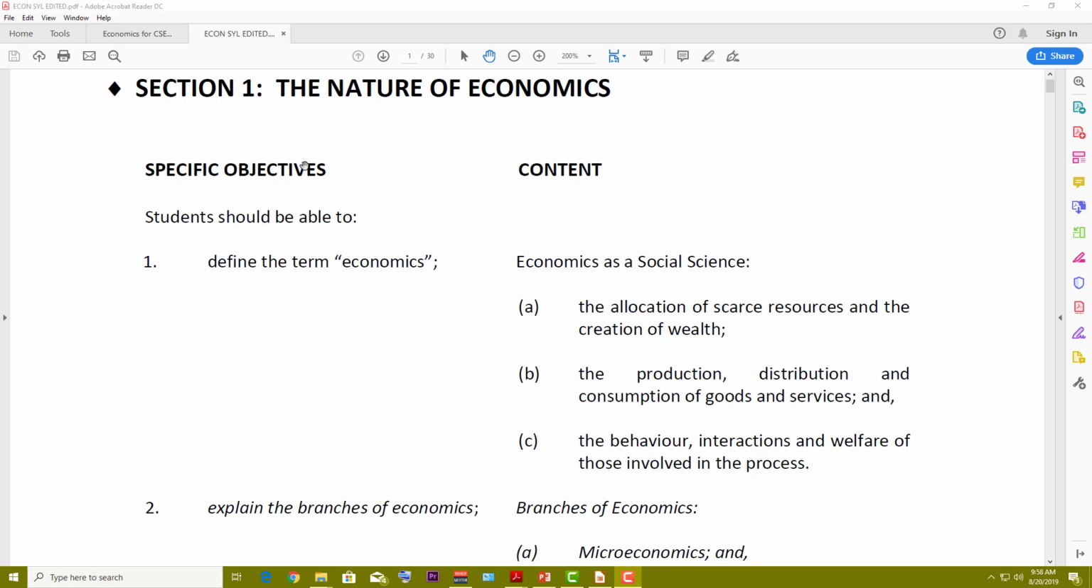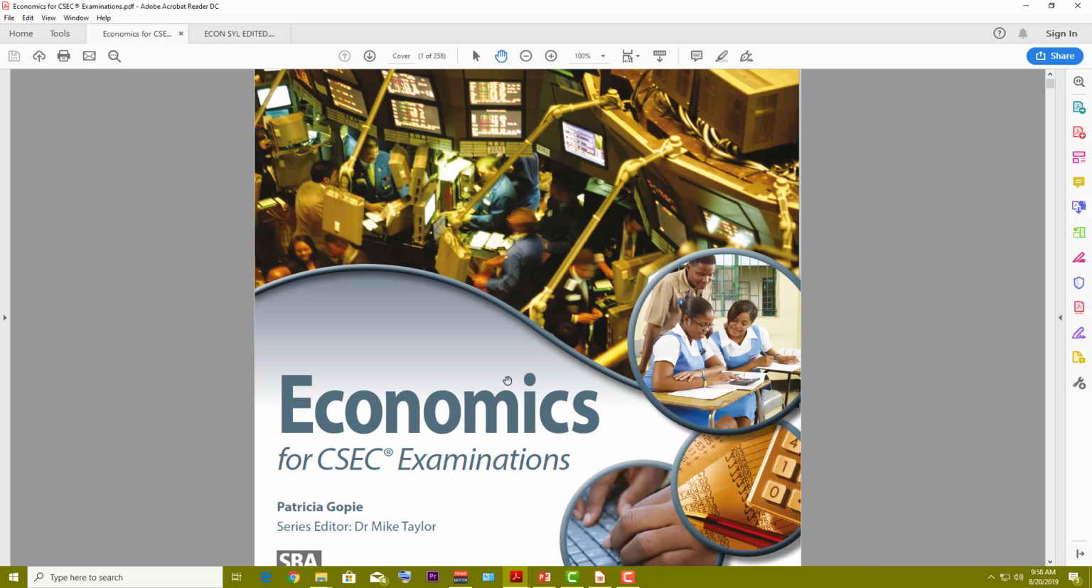And alongside the syllabus, we are also going to try and use this textbook right here, Economics for CSEC Examinations. I think this is the recommended text in most schools across the region. I could be wrong, but for where I work, this is the recommended text for CSEC Economics.